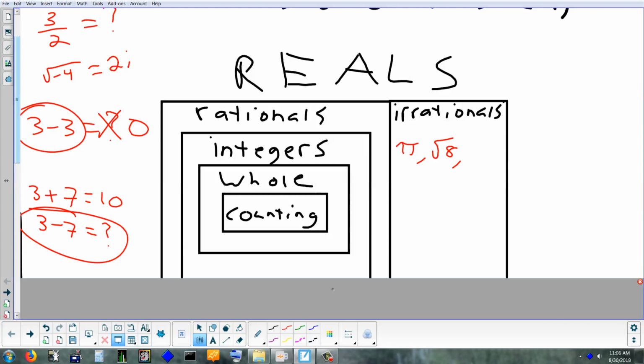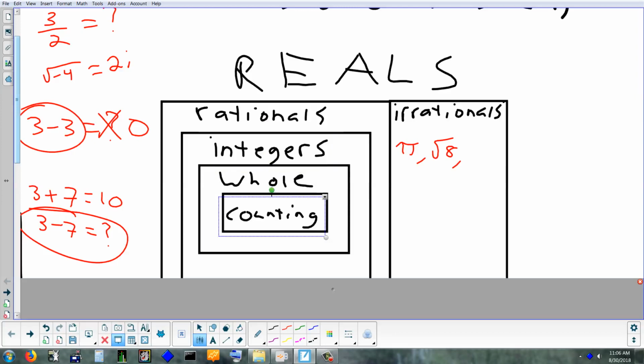So any questions on the number set? Kind of where the numbers fit in? Another way you can look at the diagram is you could say if something is a counting number, it's automatically a whole number. Okay? If something is a counting number, it's also automatically an integer. But let's look at it the other way. If it's an integer, is it a counting number?